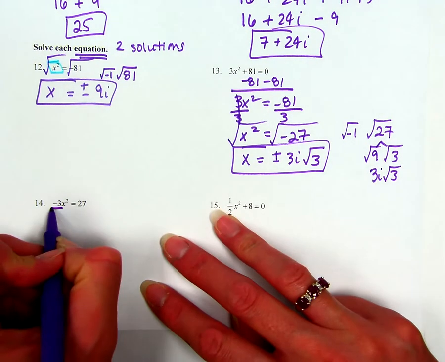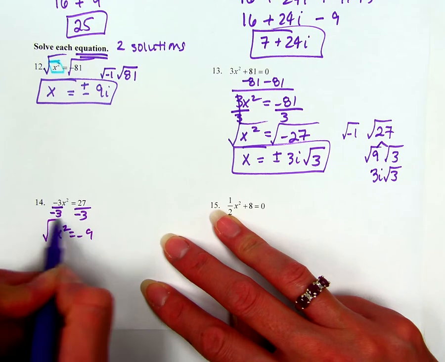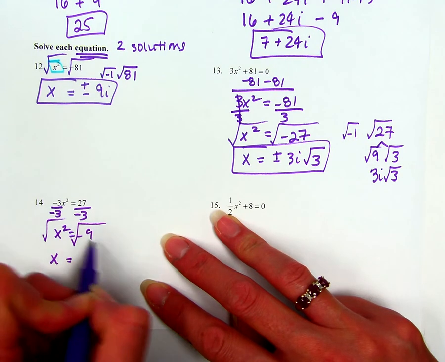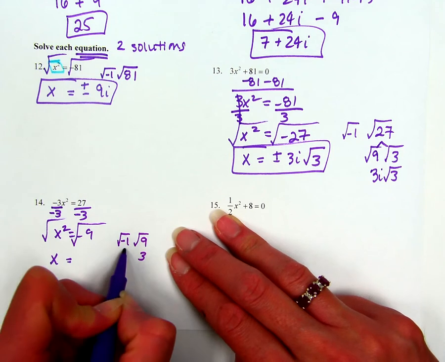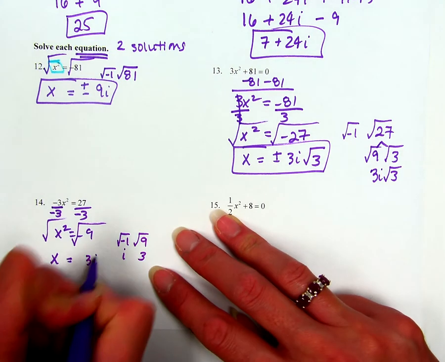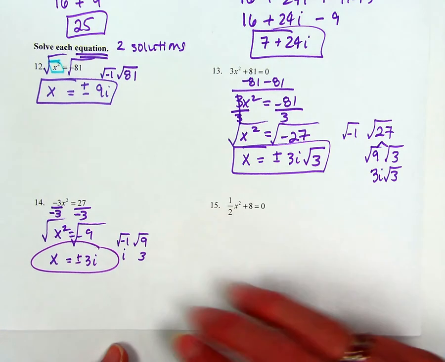All right, I need to undo the negative 3. So I have x squared equals negative 9. To undo the square, I take the square root. And then that's a perfect square, so I know that square root of 9 is 3. But I'll have an i, so it's 3i. And I know I have to have two solutions, so it's plus and minus 3i.